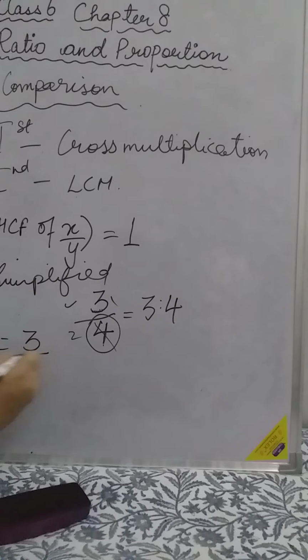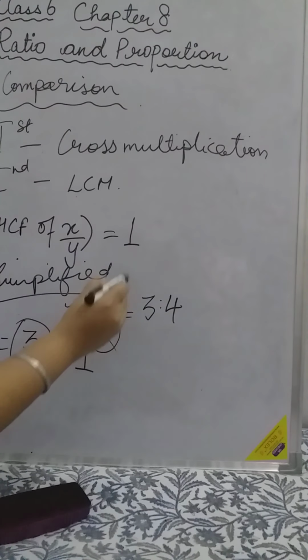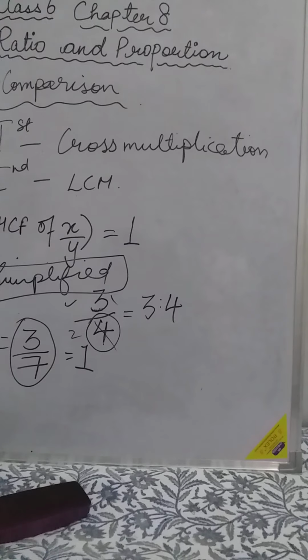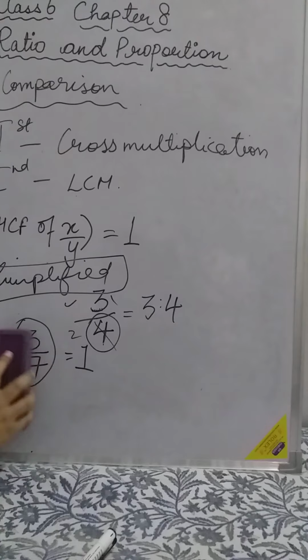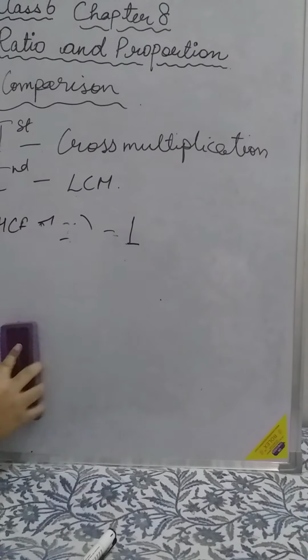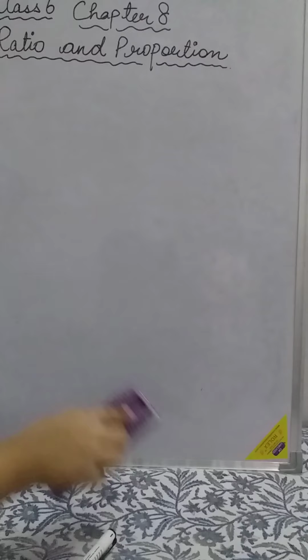Again, 3/7. Can you cancel this number? No. Both the numbers come in their own table only. They do not come in any other table. The HCF is going to be 1, so they are already simplified. There is no need to simplify the ratio here. I hope you have understood all these important points related to ratio, and these important points are going to help you in solving the questions given in exercise 7A.